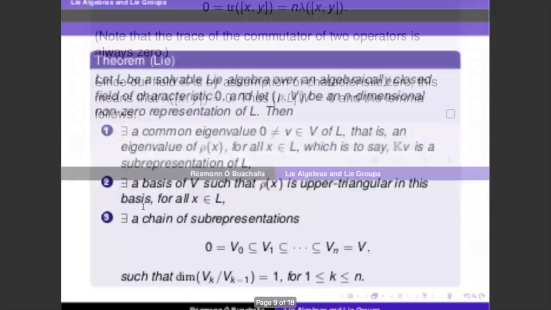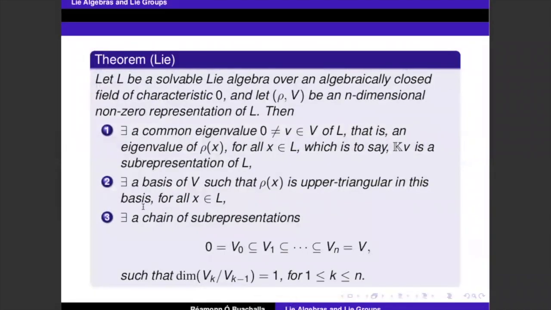Now, with this lemma in hand, we're going to go back to Lie's theorem and prove it. This is the main ingredient that we need to be able to prove Lie's theorem. Let's have a look at that for one second and remind ourselves of what's involved in Lie's theorem. Part 1, a common eigenvector. Part 2, a basis such that rho of x is always upper triangular. And finally, a chain of sub-representations such that one is codimension one in the other.